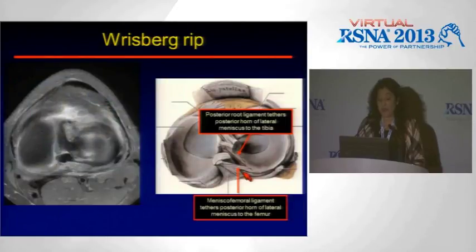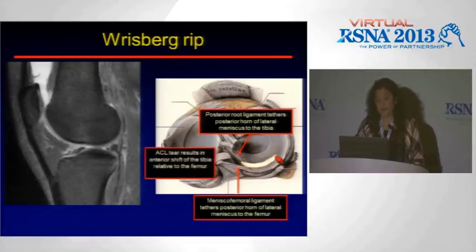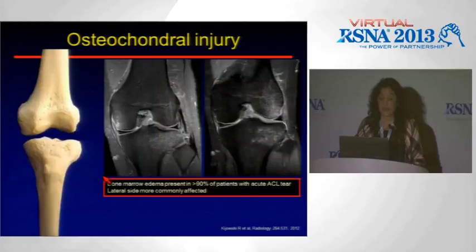And I've drawn here what the mechanism is. The meniscus is tethered to the femur by the meniscofemoral ligament, and it's tethered to the tibia by the root. So when the tibia moves forward relative to the femur, it effectively pulls the meniscus apart along that plane, and we wind up getting this characteristic vertical tear. Not to be confused with the pseudo tear that you get when the meniscofemoral ligament comes off, but that's very smooth and only lasts for 1 or 2 slices. So this will propagate into the meniscus.